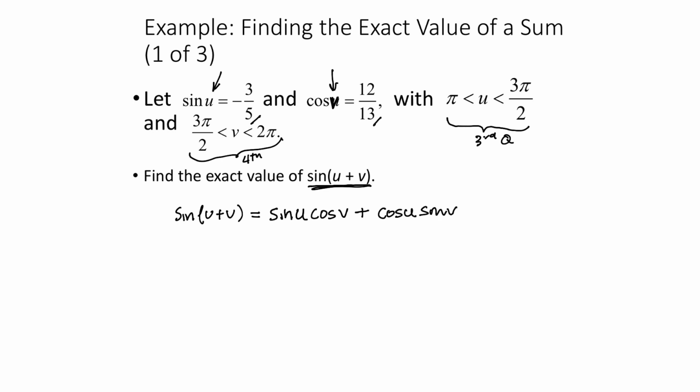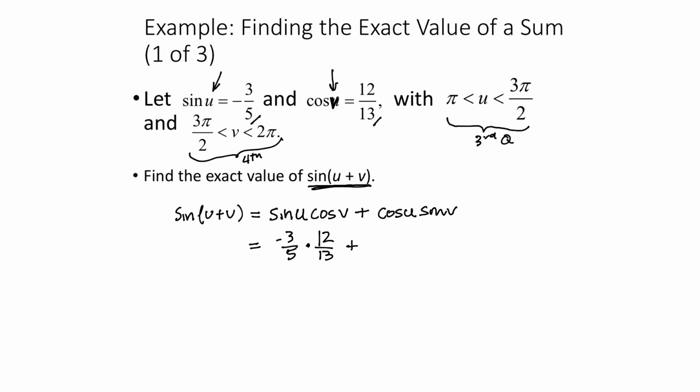Let's fill in what we have so far. We were given the sine of u, so I know this is negative 3/5, but we do not know the cosine. Oh, we do know the cosine of v, sorry. So this is times 12 over 13. What we don't know is the cosine of u and the sine of v.